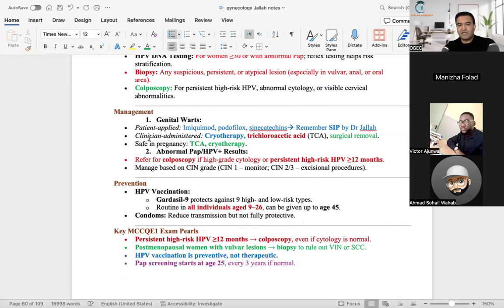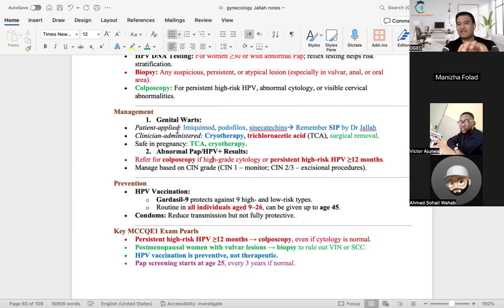Okay. Management of genital warts: there is a mnemonic that I call SEP. So when it comes to genital warts, there are two ways of treatment. One, the patient herself or himself will apply the medication, and one is done by the physician or by the healthcare provider.